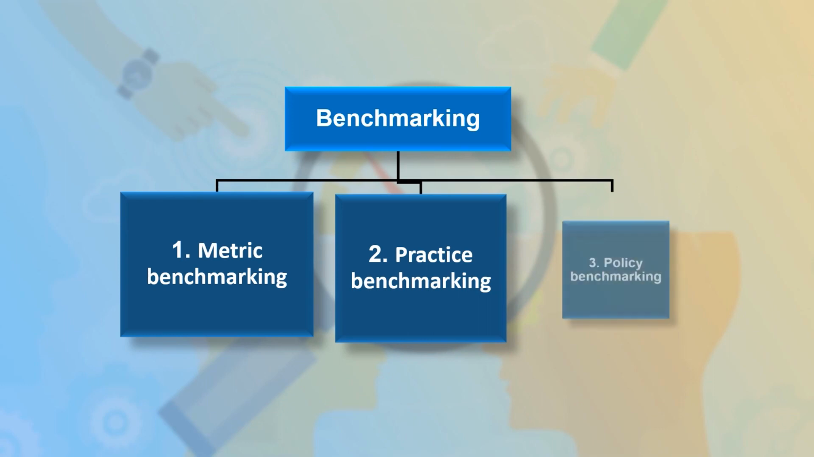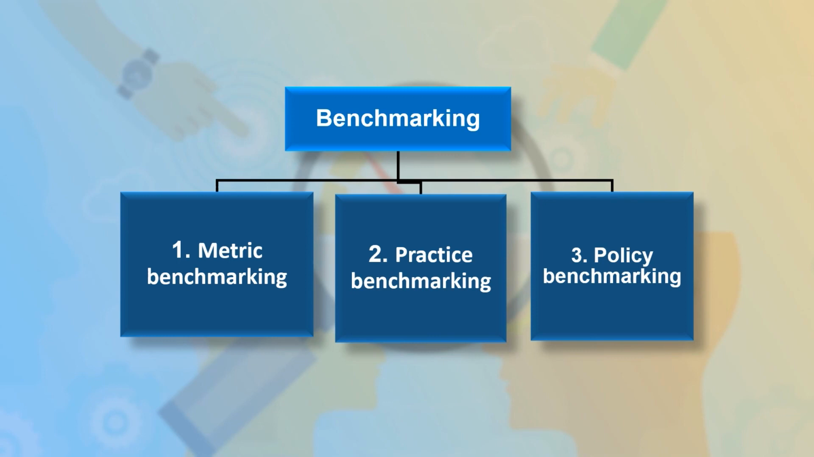Number 3, policy benchmarking. Key driver is the government policy, as the comparison of policies under different systems has the potential to lead to a better understanding of the linkages between policy and outcomes, generating learning and development of new policies for improved performance.